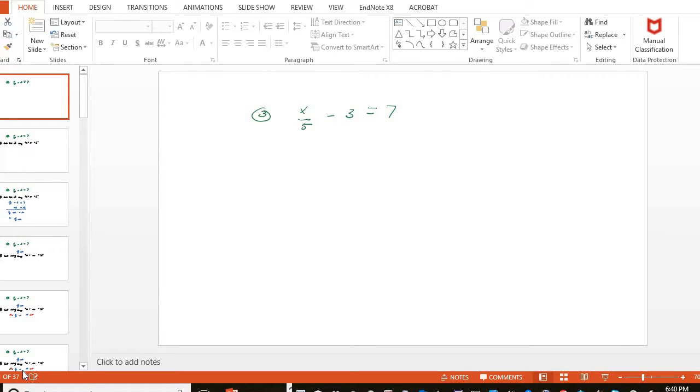So I have Aishu with me here, and we're going to go over two problems that I gave in the first week of homework and that she found a little bit confusing. So the first one was this: x over 5 minus 3 is equal to 7.